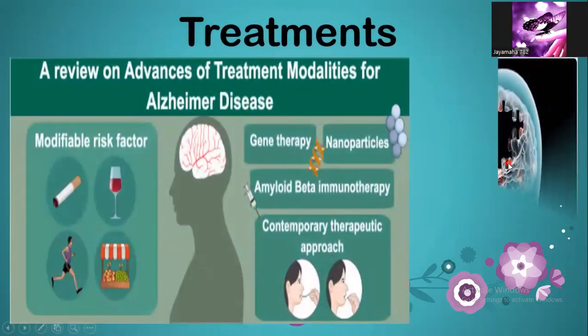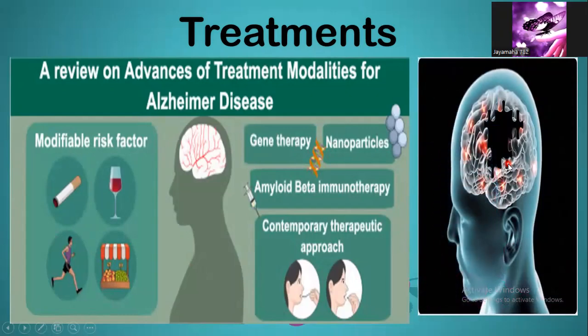Let's see what the treatments related to Alzheimer's disease are. So, this image provides a review of the advancement of the treatment modalities for Alzheimer's disease, highlighting both the modifiable risk factors and the emerging therapeutics. The modifiable risk factors are like smoking, alcohol consumption, exercise, and healthy foods, which are related factors that can potentially reduce the risk of developing Alzheimer's disease.